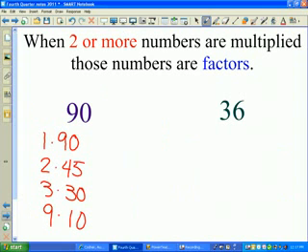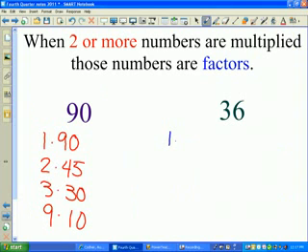If I wanted to go in order, I could say the factors of 90 would be 1, 2, 3, 9, 10, 30, 45, 90. I know there's definitely 5 times 18 that can go in there as well. Those are just examples of factors of 90.